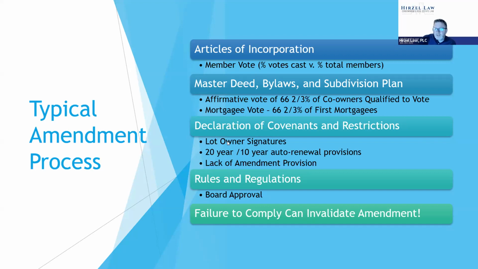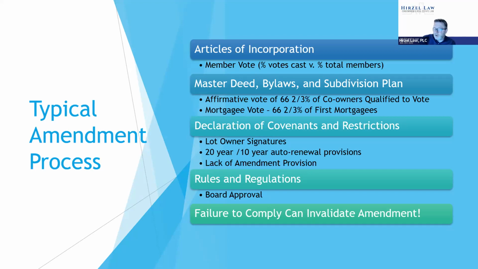For the declaration, as I had mentioned before, sometimes it's required to get lot owner signatures. Sometimes you can do it by a vote. And sometimes the declaration does not contain an amendment provision, which can pose problems when you need to change or update the declaration itself. In addition, some declarations contain what are called, at least I call, auto renewal provisions.